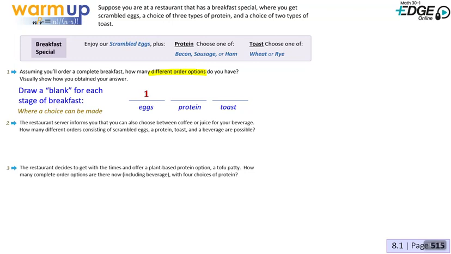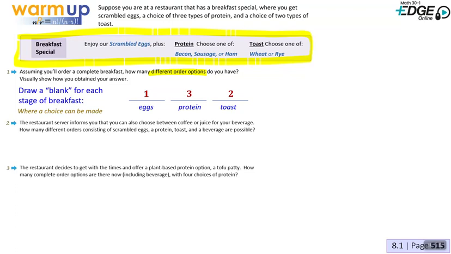Now, in the situation of the eggs, or the decision of the eggs, we don't really have any options. We are offered the scrambled eggs. And we're going to assume for this example that we're not choosing scrambled eggs or none. We're just getting the scrambled eggs. Now, when it comes to the protein, we have three choices. We have the bacon, the sausage, or the ham. This is all listed on the sign at this restaurant, of course, where they clearly communicate what you can choose between. And then we can choose for our toast to either get the wheat or the rye. So we have two choices of toast.